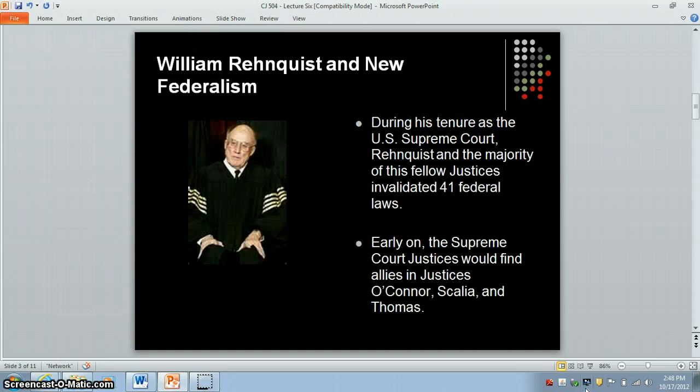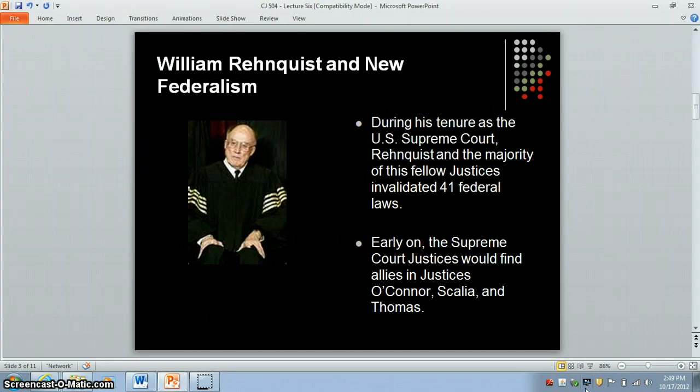William Rehnquist gained a reputation for boldly curtailing Congress's power. In fact, during his tenure as Supreme Court Justice, the court invalidated 41 federal statutes. This is an unprecedented number. As Chief Justice, Rehnquist became more influential. He found allies in conservative justices such as Sandra Day O'Connor and Antonin Scalia, Anthony Kennedy, and Clarence Thomas.